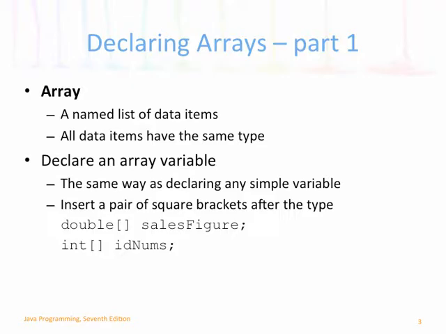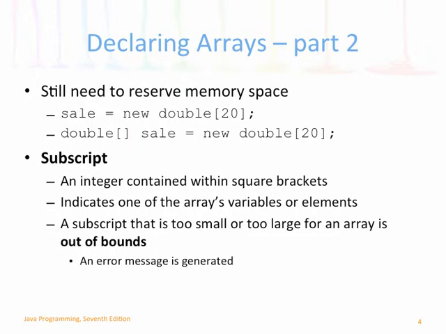We talked about reference variables when we talked about objects, and what's contained in a reference variable is an address. So both sales figure and ID nums would contain the address of the array. Now, because we haven't actually created the array yet, we haven't said how many items are going to be in our list, what's going to be held in both of these references is null because there's no array yet created.